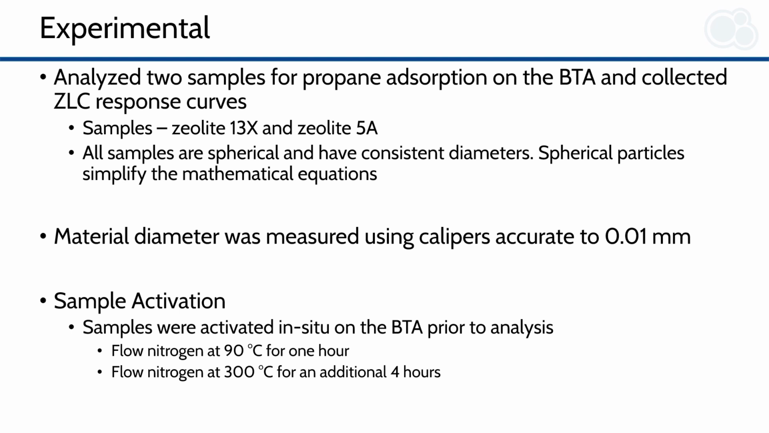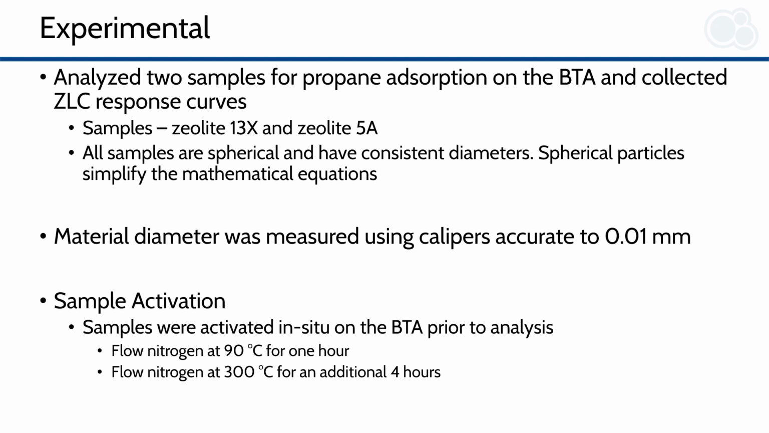So in this experiment, I'm going to analyze two different samples for propane adsorption on the BTA and collect these ZLC response curves. The two materials that I'm going to be looking at are zeolite 13X and zeolite 5A. Luckily, both of these samples are spherical and have very consistent diameters across multiple different particles. So I'm using conventional materials that you could acquire from a number of different sources and suppliers, and this greatly simplifies the math.